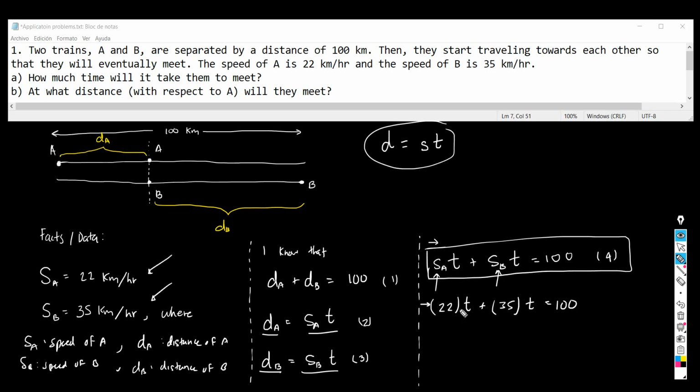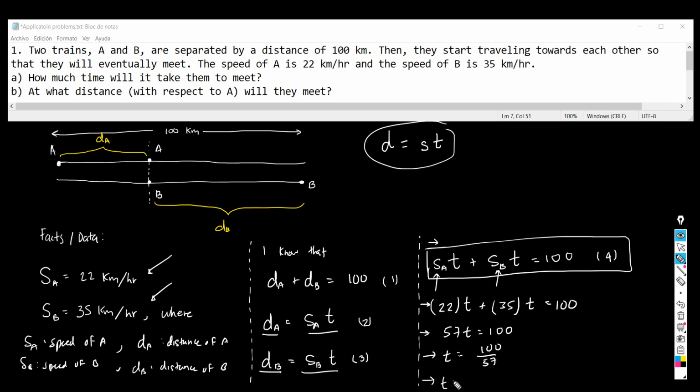And voila! If you notice, we have this equation which only contains one variable, which is the time. So I can solve it. Let's solve it. We have 22t plus 35t, we have 57t equals 100. T equals then 100 over 57.